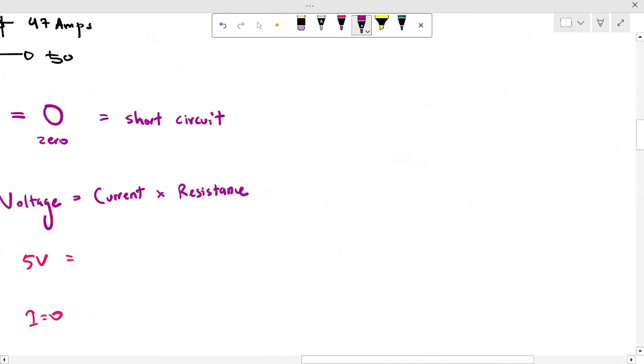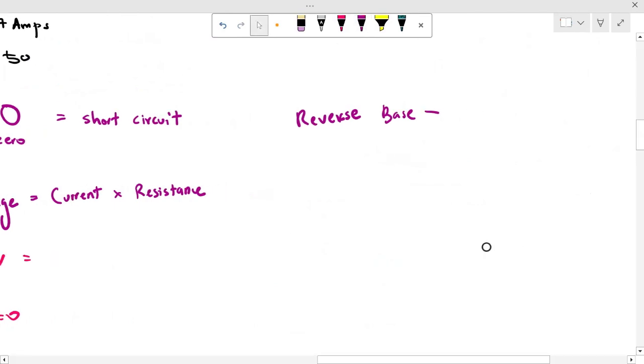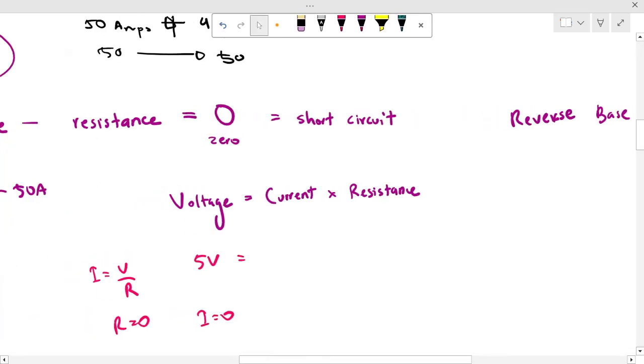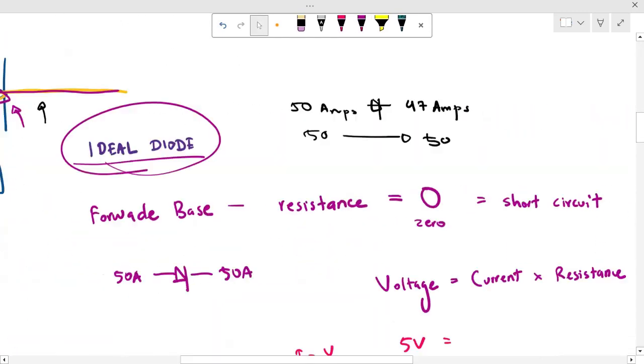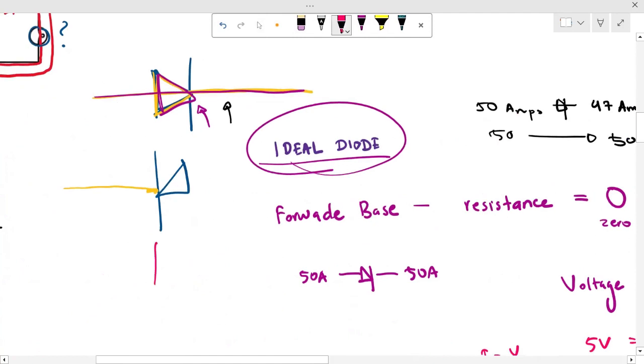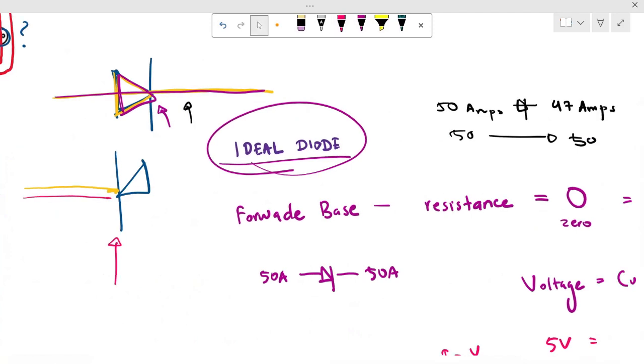Now, if we talk about the opposite of forward bias, that is reverse bias, this is pretty much known as an open circuit. Just to remind you, this is the reverse bias, where the current tries to enter the diode, but it gets stuck.